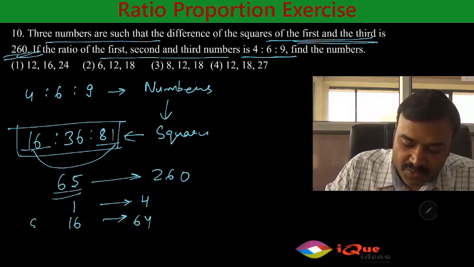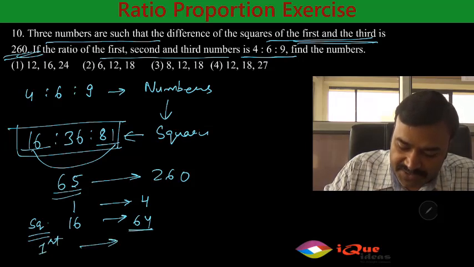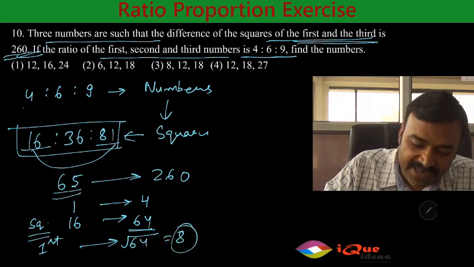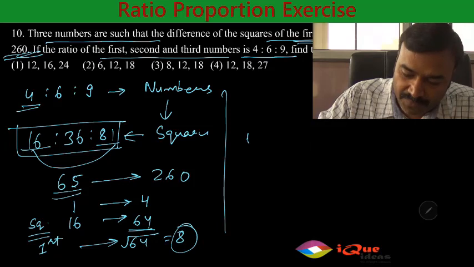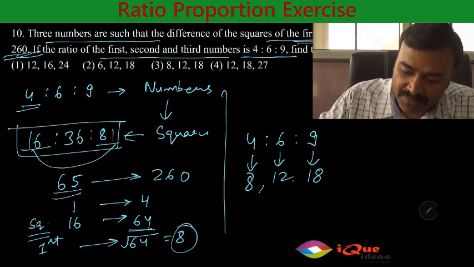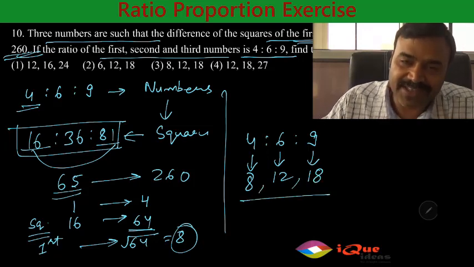Now 16 is a square of the first number. So the first number has to be the square root of 64, and that is 8. So the first number is 8. So in place of 4, what we get here is 4 is 8. So 6 has to be 12, 9 has to be 18. So the actual numbers are 8, 12 and 18.